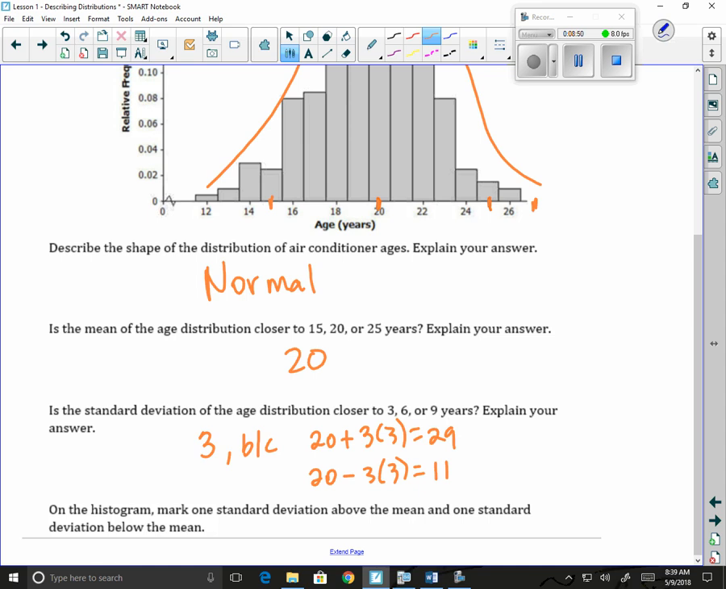So then we can see that in our curve. If I was to use 6, the top would be way over here, and the bottom would be way over here. Same thing with 9, it would be too spread out, right? This represents our data. It then says, mark 1 standard deviation above and below the mean on our graph. So if we're at 3 for a standard deviation, I want to go up to 23, and I want to go down to 17. Notice that represents a good portion of our curve.